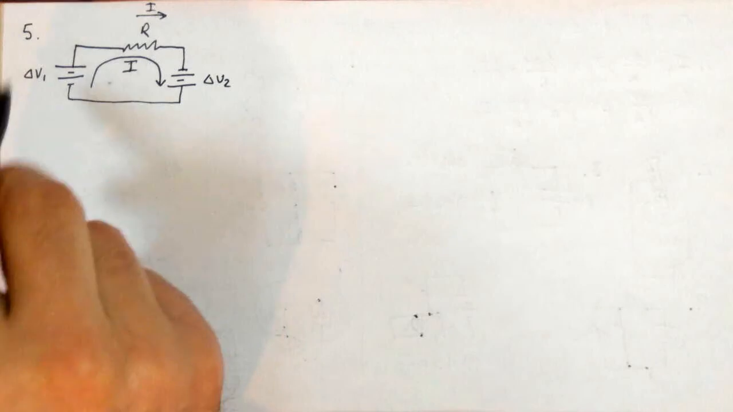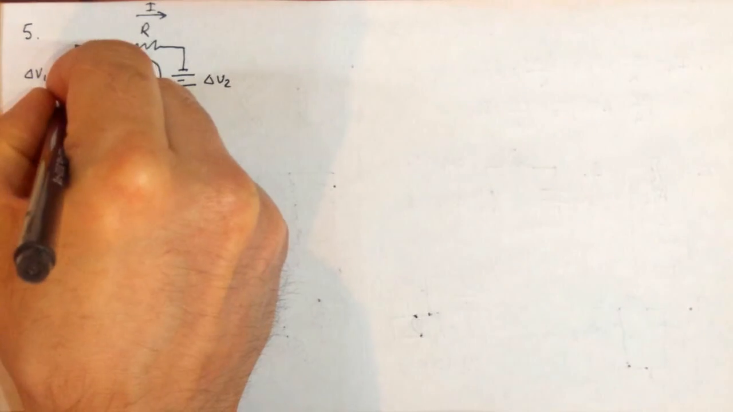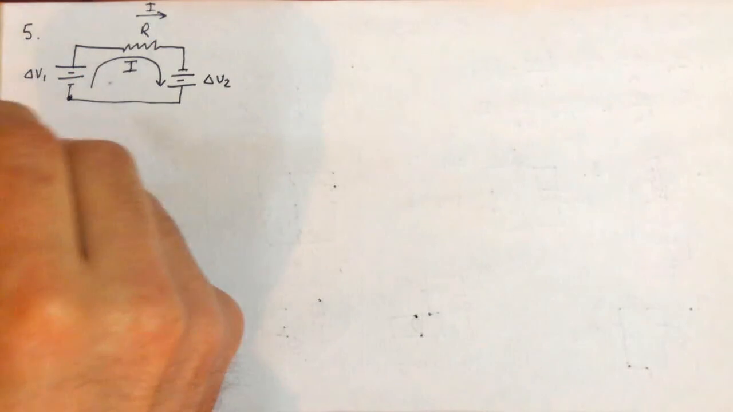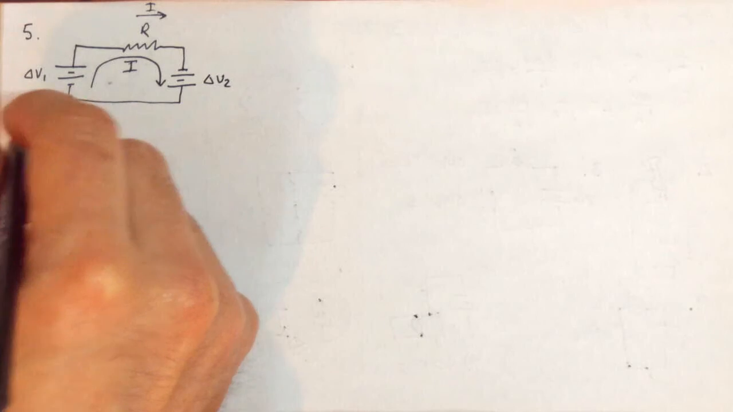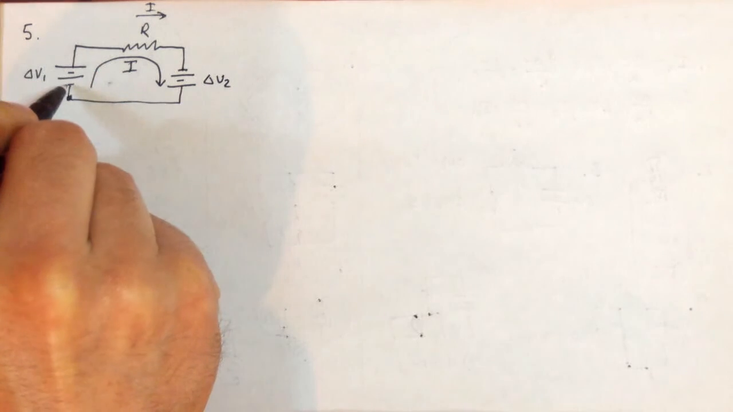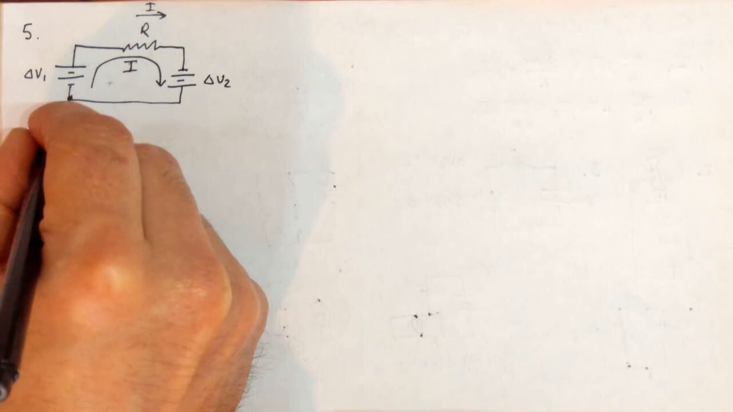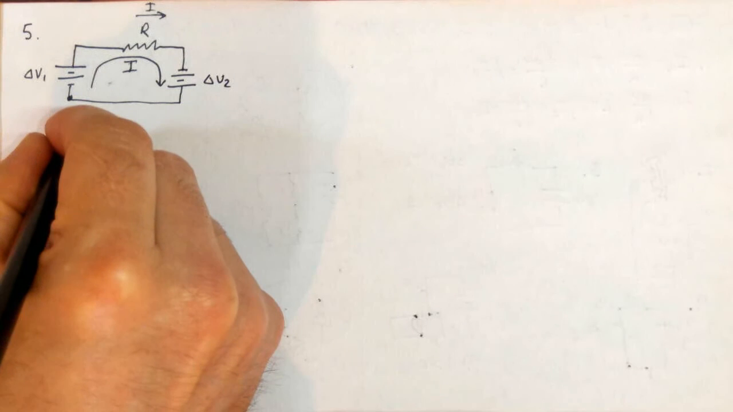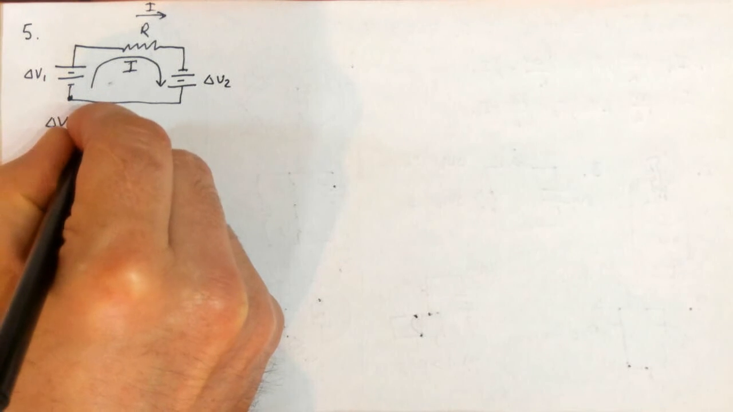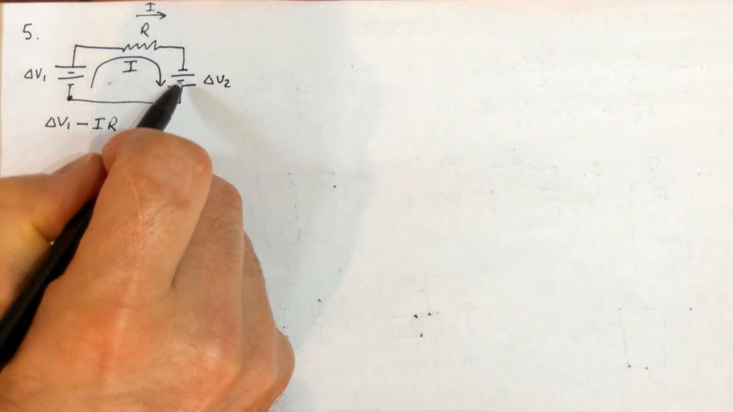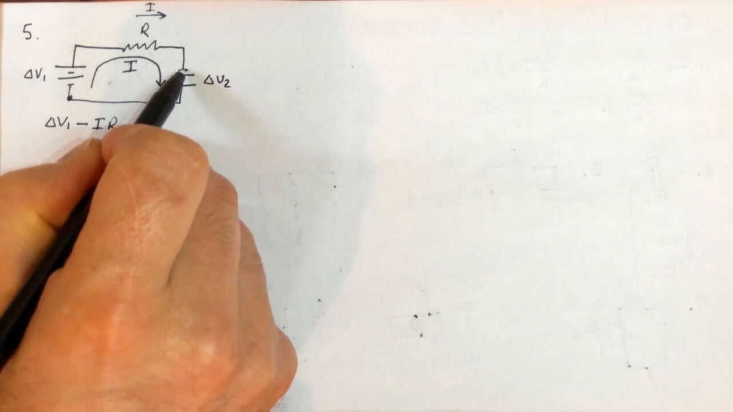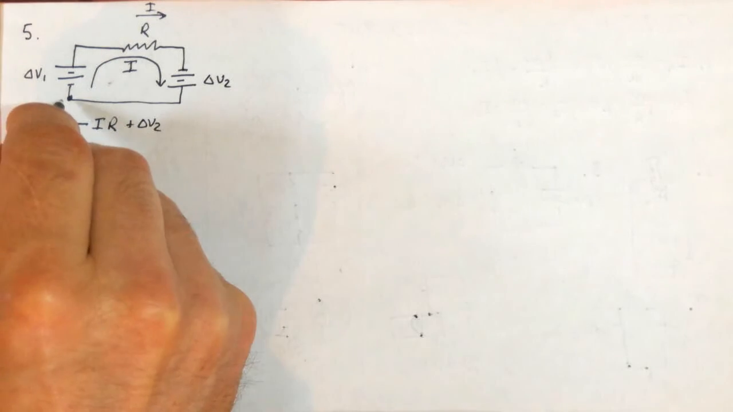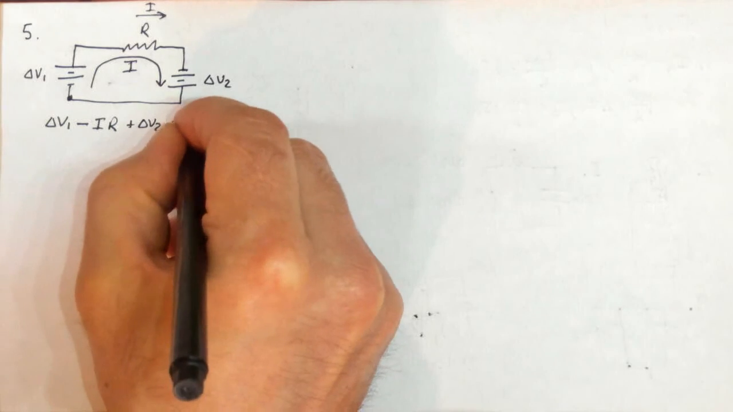And I'm going to go in the direction of my proposed current. So I'm going to start in this corner and go all the way around. Doing that, I'm going to do this loop rule. I'm going to gain potential here because I'm going from the small bar to the big bar, so I get a plus delta V1. I'm going in the direction of current across the resistor, so it's a loss. So I get negative IR. Continuing on, I go from negative or small bar to big bar, so I gain delta V2, and I get back to where I started. So that is equal to 0.